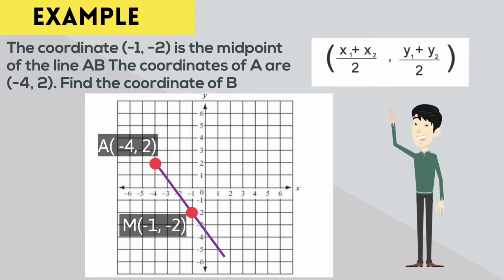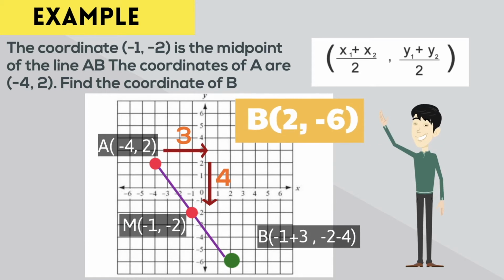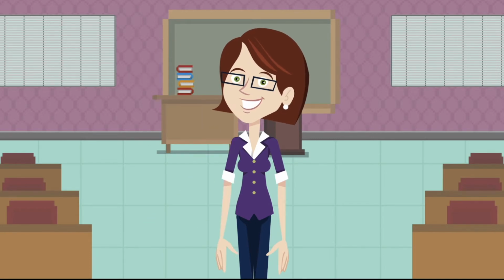So from -4 to -1 is moving 3 spaces. Then you move another 3 from -1, and you will get x for B, which is 2. And from 2 down to -2 is moving 4 down. So do the same. From -2 down 4 more, and we will get -6. Finally, we have got the answer. B must have the coordinate (2, -6). Now, I hope you understand well how to find or calculate the midpoint.